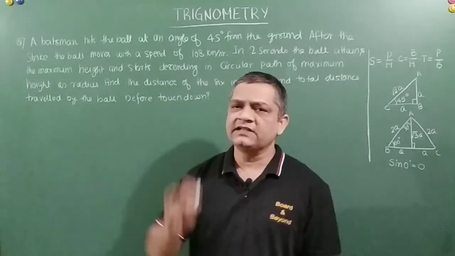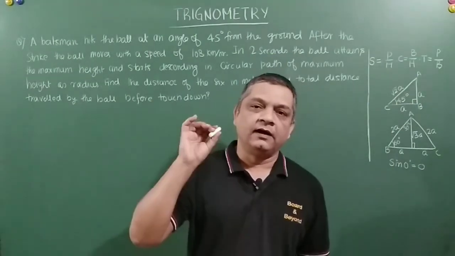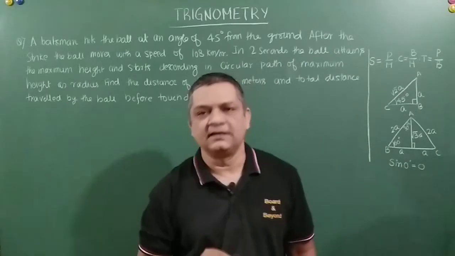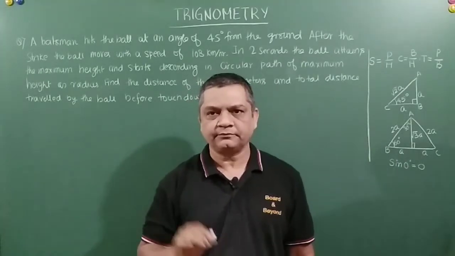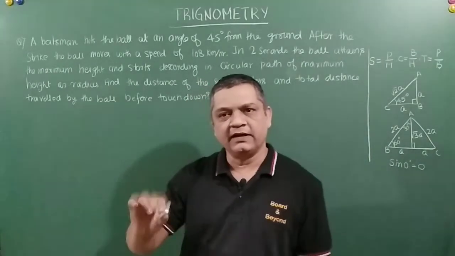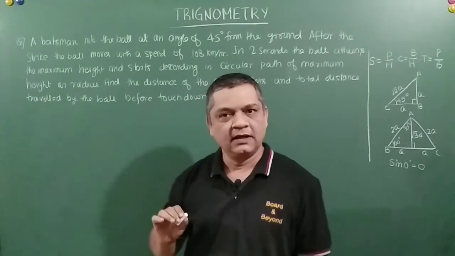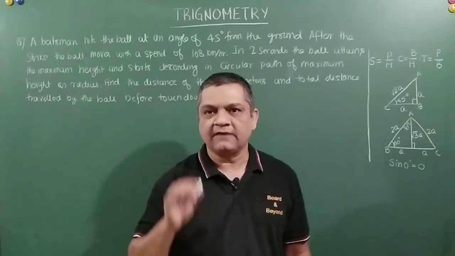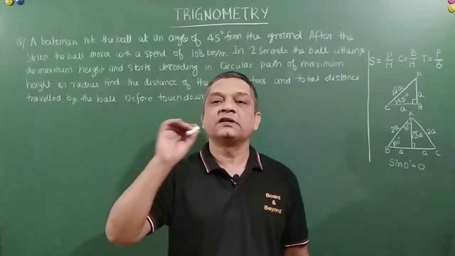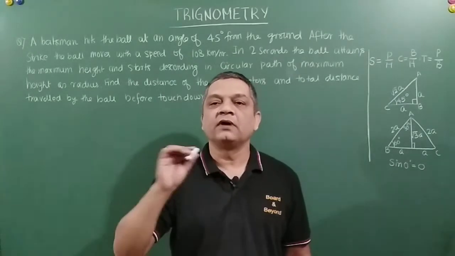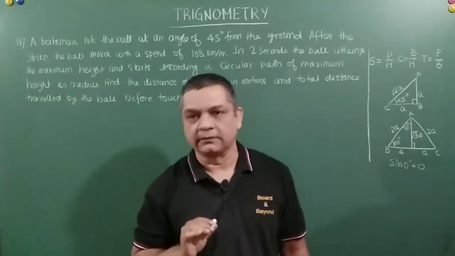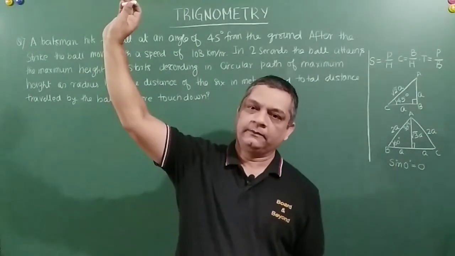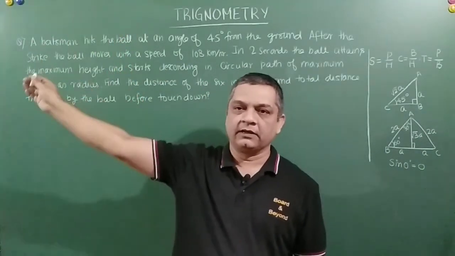So the problem says that a batsman hits the ball at an elevation of 45 degrees from the ground. You're getting it? So he hits the ball at an elevation of 45 degrees, and just after the strike of the ball, the ball moves with a velocity or a speed of 108 kilometers per hour, right? In 2 seconds, it gains the maximum height and then starts dropping.